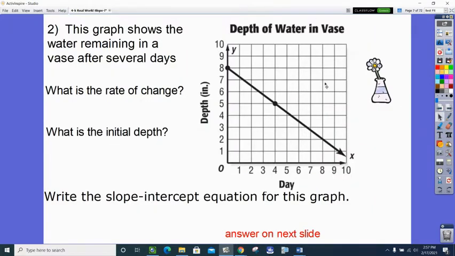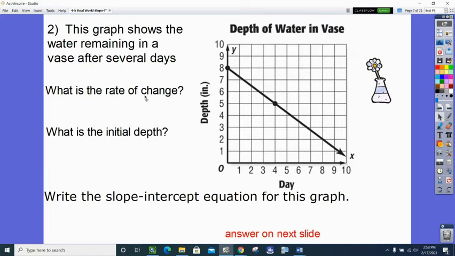So we're going to start with a graph. The title is important. It's the depth of water in a vase. Days is my X variable, and the depth in inches is my Y variable. Do you see that the water in the vase is going down over time? If you ever put flowers in a vase and looked at it a few days later, the water level will drop. So this graph shows the water remaining in a vase after several days.